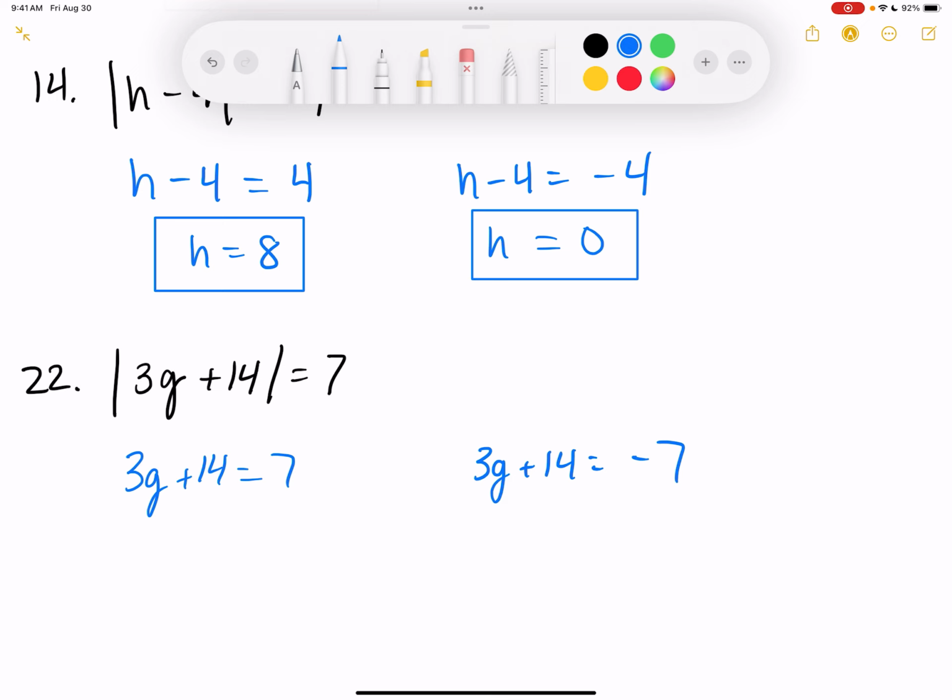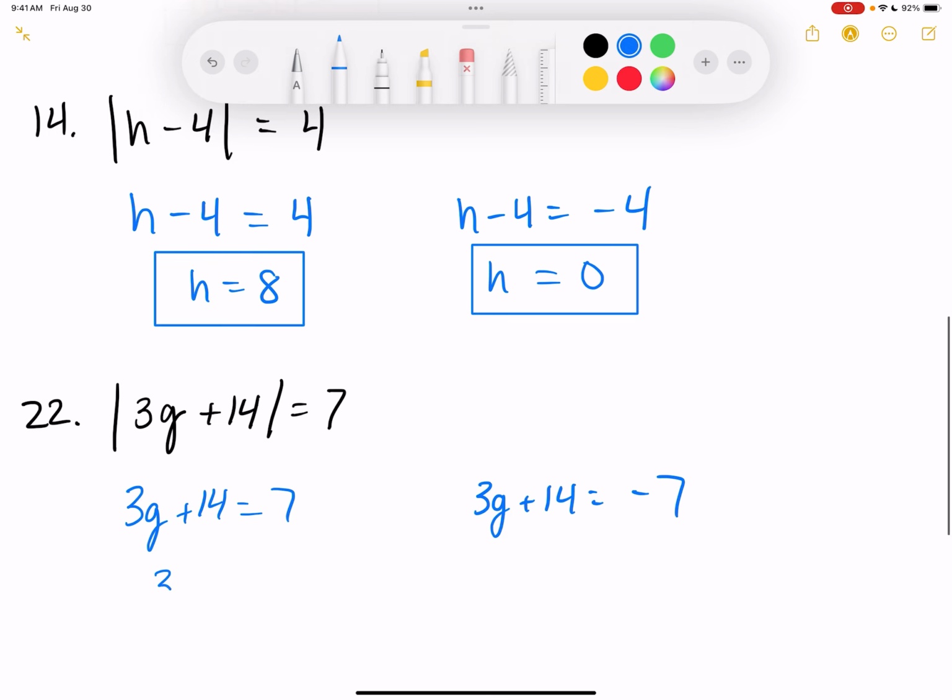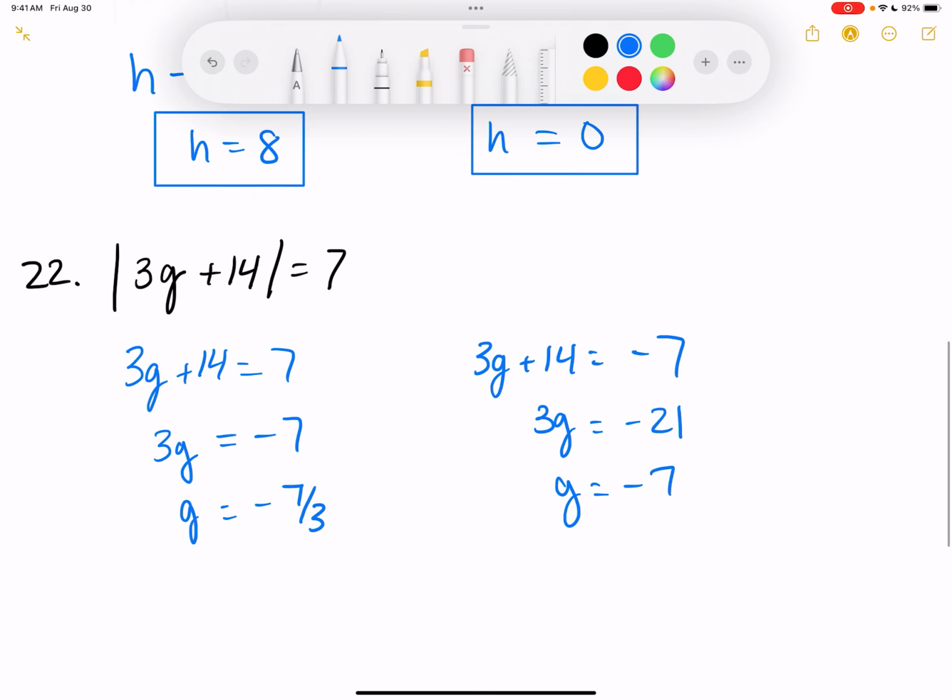So 3g equals negative 7, g equals negative 7/3. The other option, 3g equals negative 21, g equals negative 7. Yes.